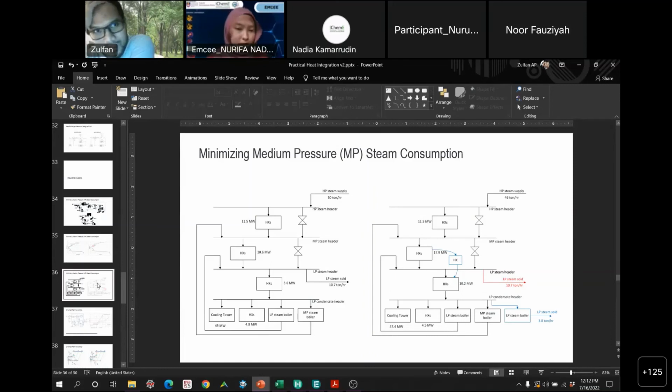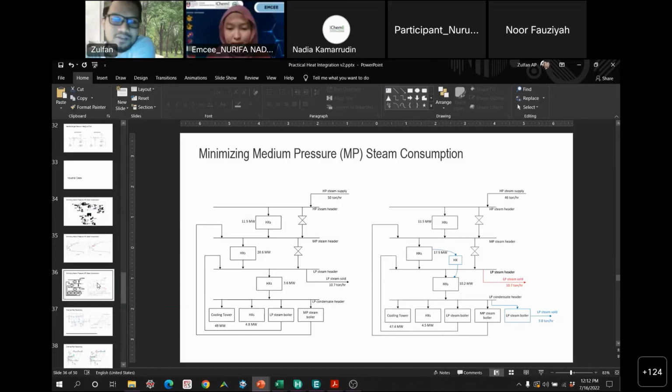Nowadays, nobody is building a plant from scratch, meaning with no utility, nothing. Typically, if you want to build a plant nowadays, we build in an existing complex, and that existing complex normally already has the utility plant.